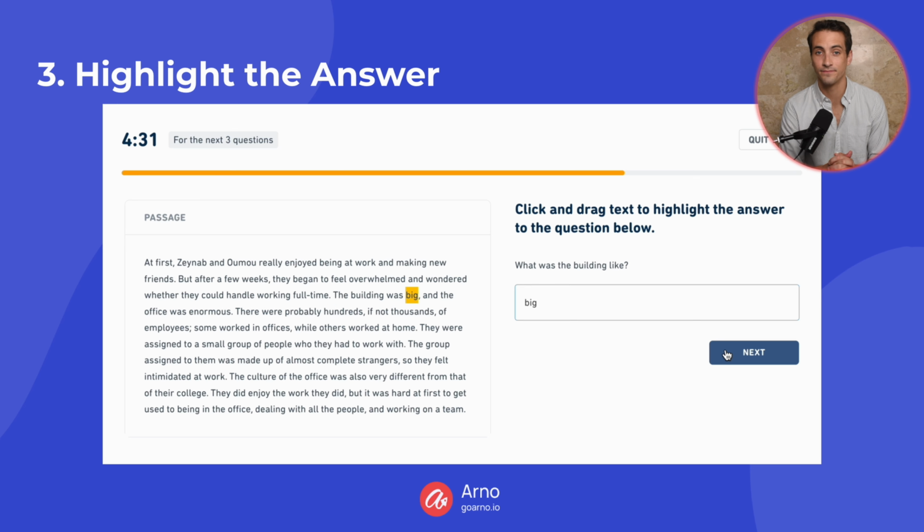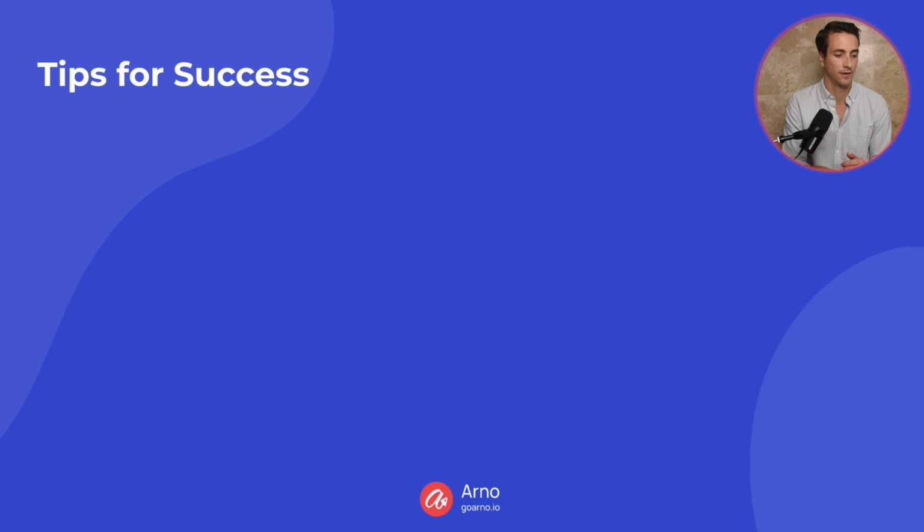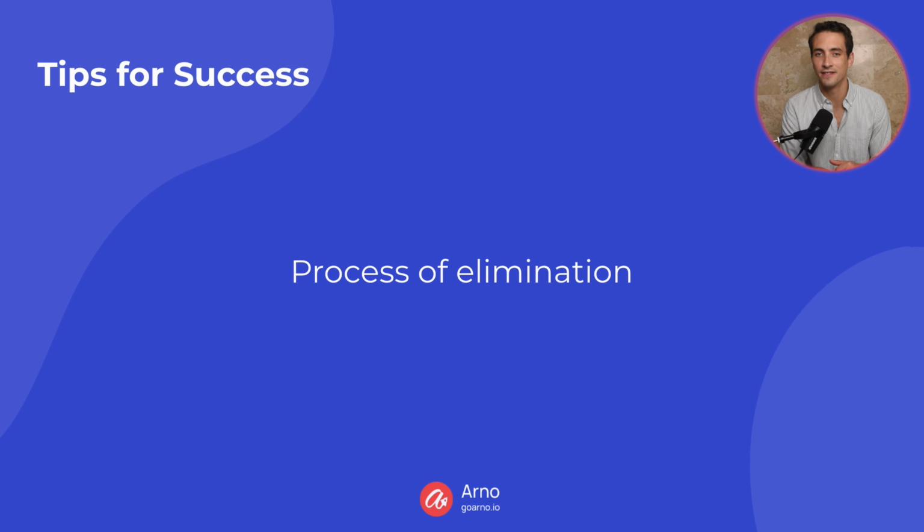Number 4 is identify the idea. So you will be given 4 options, and you have to select the one that is best expressed in the passage. Basically, what is the main idea of the passage is what you're being asked here. So the tip for success for this one is to use process of elimination, and you can use this trick of looking for irrelevant vocabulary. So let me show you what I mean with an example.